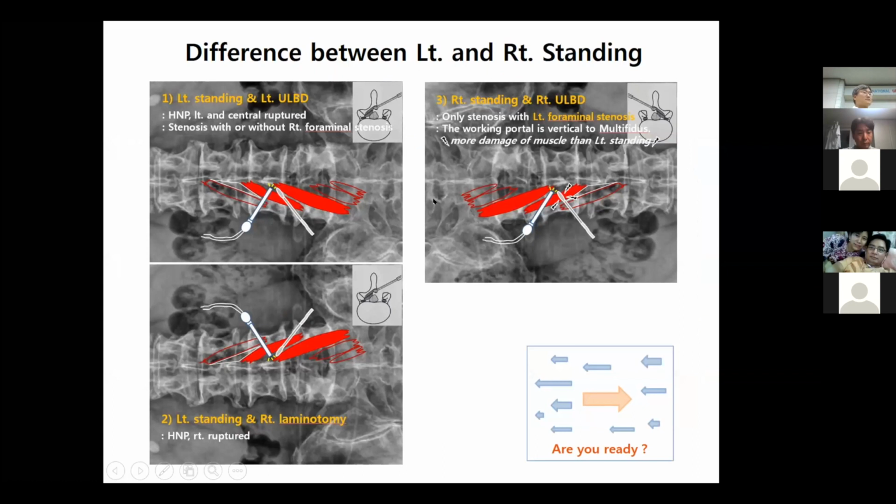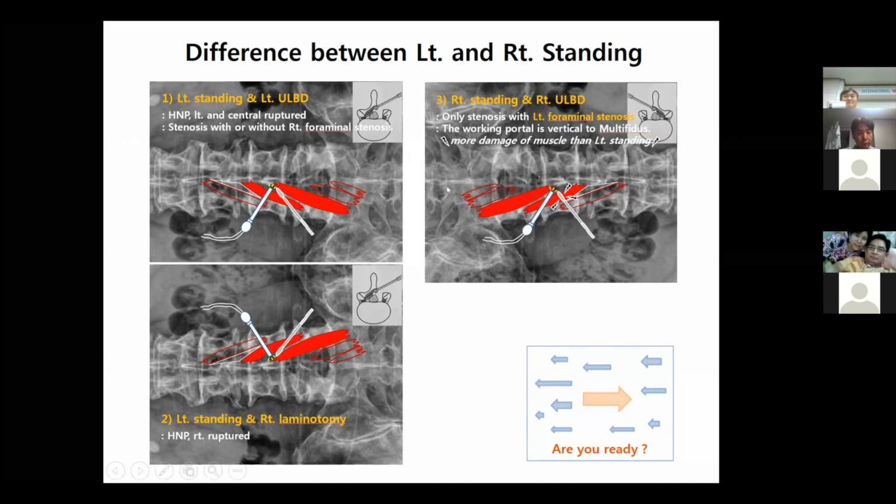This is the difference between left and right standing. First, left standing and left ULBD, this is almost all cases. But this one is left standing and right laminotomy. Commonly in conventional surgery, for a right side lesion, the surgeon stands on the right, and for a left side lesion, on the left. But in UBE, my style for a right ruptured disc is that I stand on the left side. I will approach with a right laminotomy because I try to preserve this muscle.